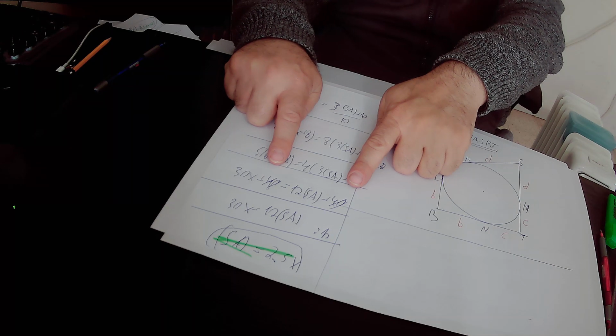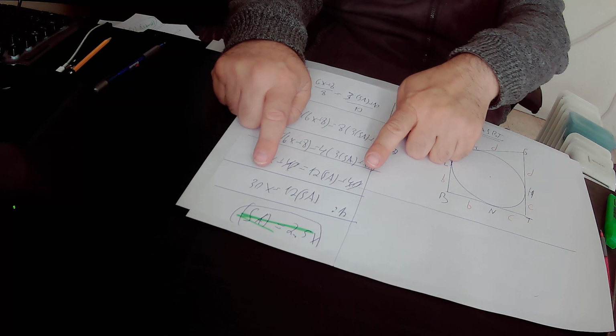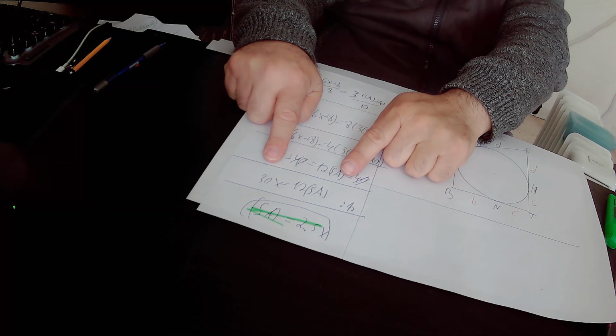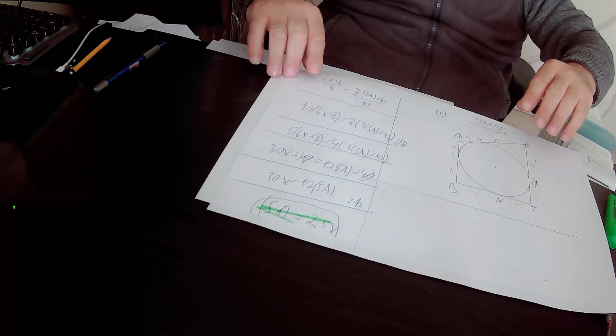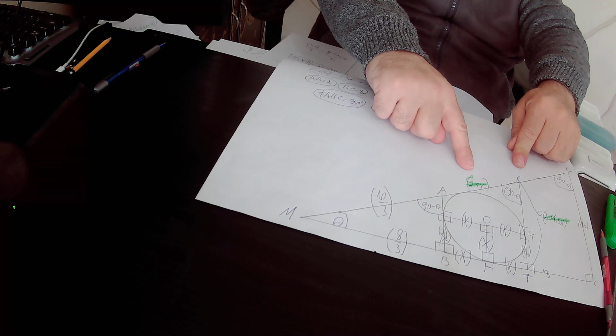Here we have 40 on both sides of the equation, so 40 will get cancelled and we are left only with 30x, that equals 12sa. Here we divided this equation by 12 and finally found out that sa equals 2.5x. Here, this line segment sa equals 2.5x in its length.